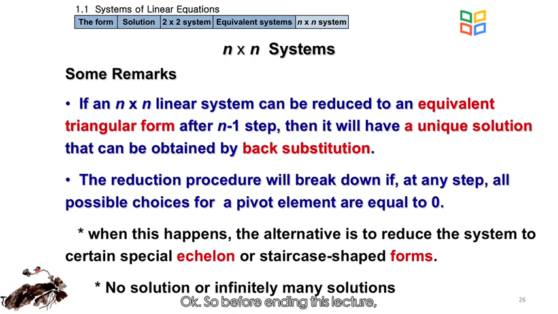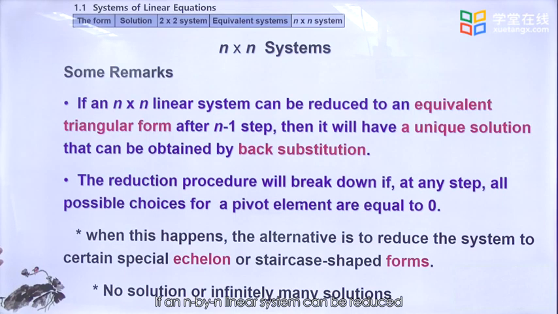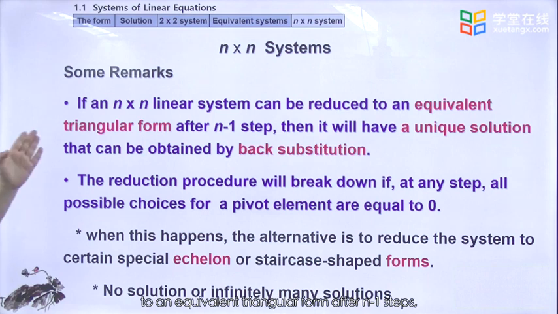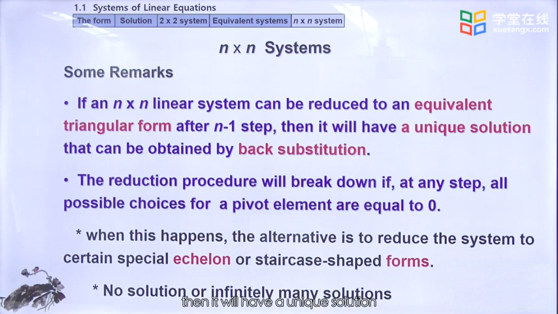Okay, before ending this lecture, we have some remarks. If an n by n linear system can be reduced to an equivalent triangular form after n-1 steps, then it will have a unique solution that can be obtained by back substitution. Remember, back substitution: first get the value for the last variable, and then the next one, till the first one. The reduction procedure will break down if at any step all possible choices for pivot elements are equal to 0. When this happens, how can we proceed?